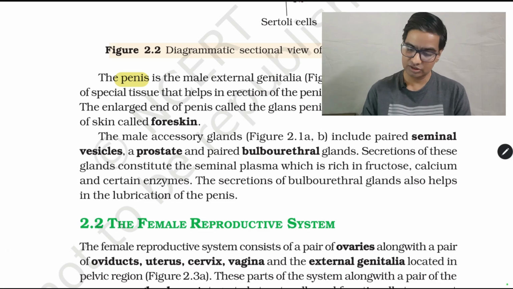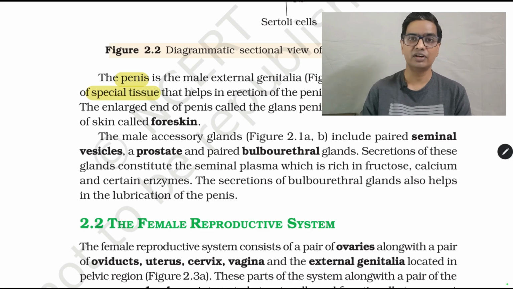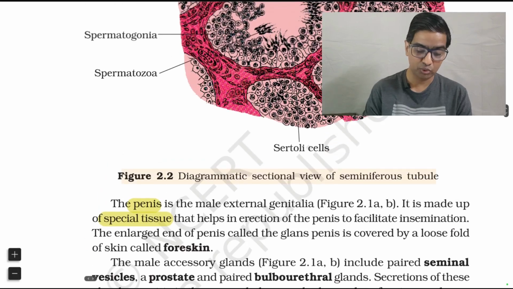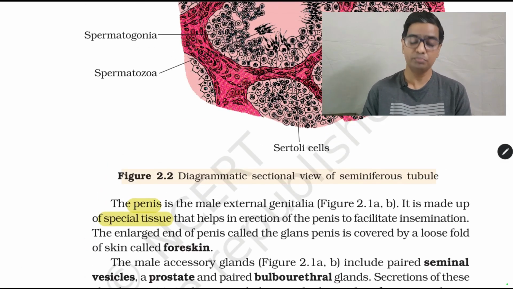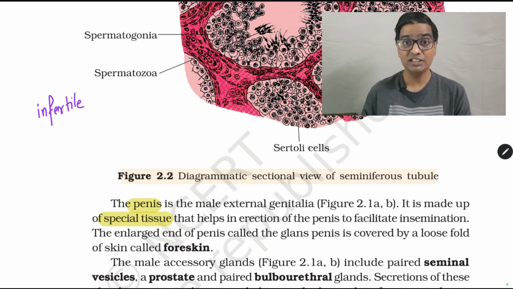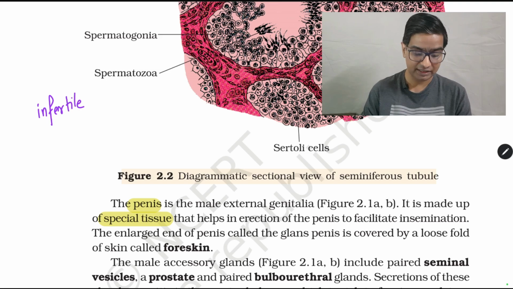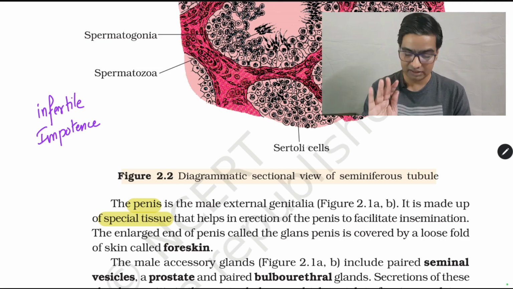The penis is the male external genitalia and it is made up of a special tissue which is erectile in function so that the males can have erection. MCQs that you should know extra. When a male does not produce sperm, we call him infertile. But when a male fails to get erection, it is called impotence. Impotence and infertility are completely unrelated phenomena.